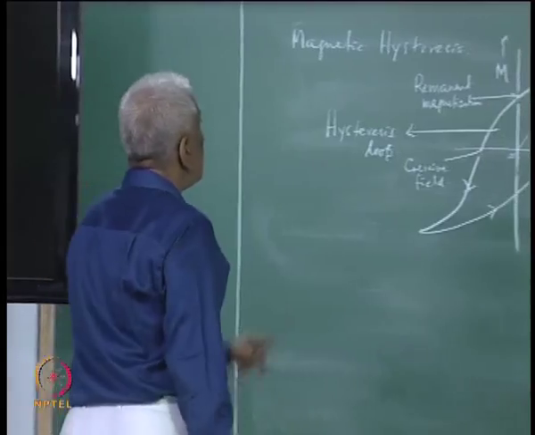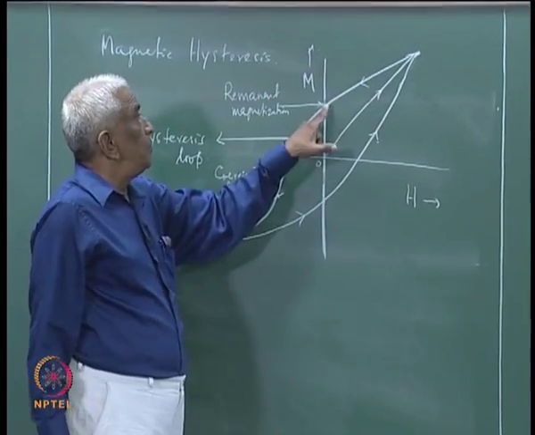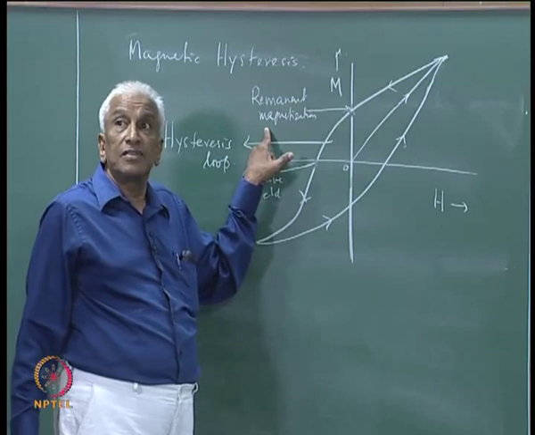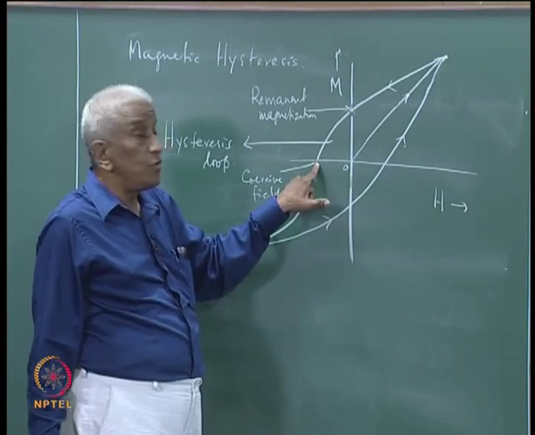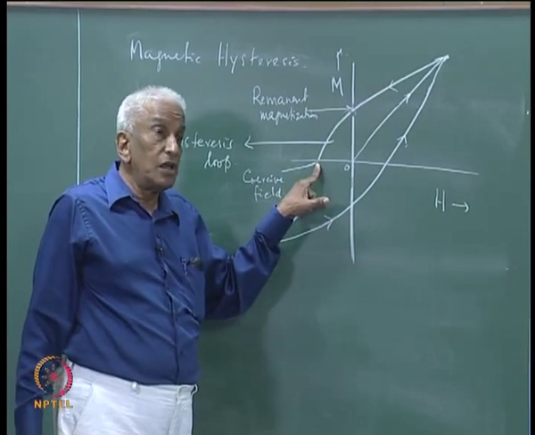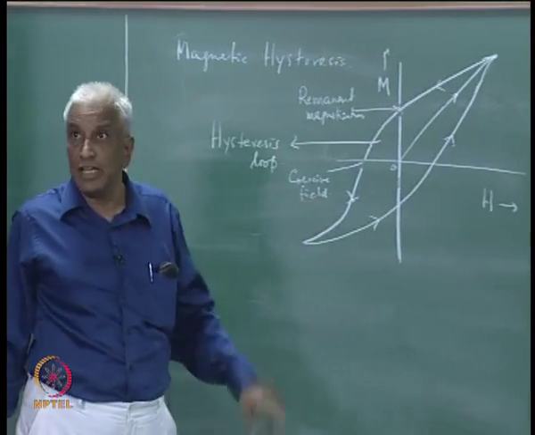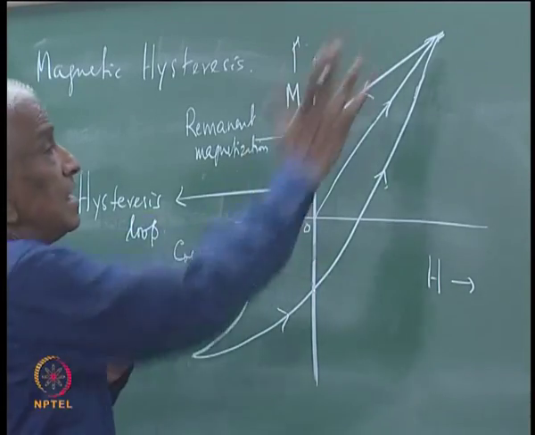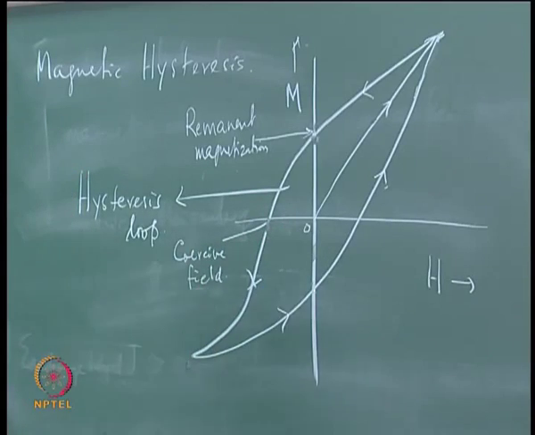So, these are two important characteristics: the point at which the magnetic field is 0 and the remnant magnetization is there, and the point at which the remnant magnetization is cancelled by a coercive field. So, these two values together determine the area of the hysteresis loop.